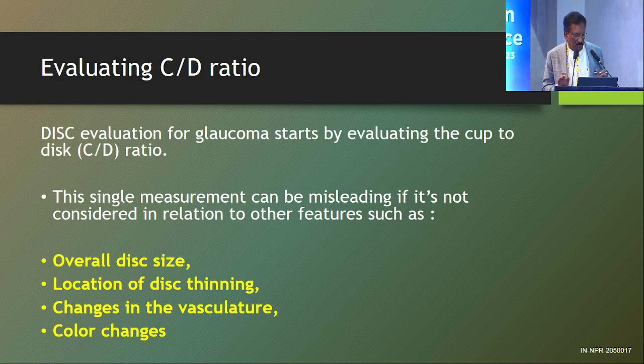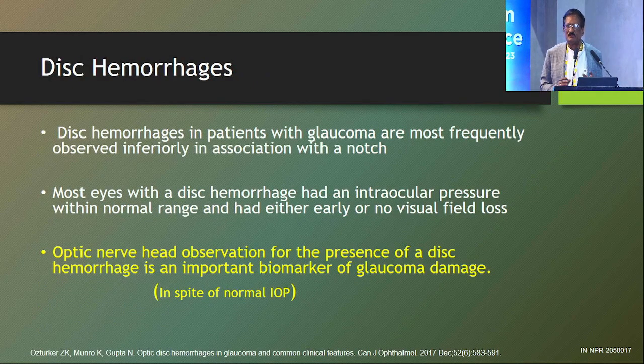If you take only the CD ratio as it is, unless we compare it with the overall disc size, then we are making a mistake. There is no doubt about it. Because a bigger disc will have a big cup, a smaller disc will have a smaller cup. So, whenever you see a big cup in a big disc, we need to think and compare with the disc size, location of the disc thinning, changes in the vasculature, and color changes, which are very important. We ignore it. Usually a sectorial color change is significant for glaucoma diagnosis. Please remember this. Disc hemorrhages are very significant.